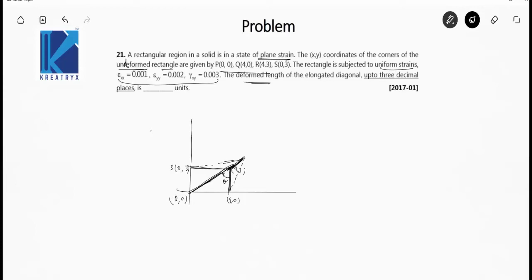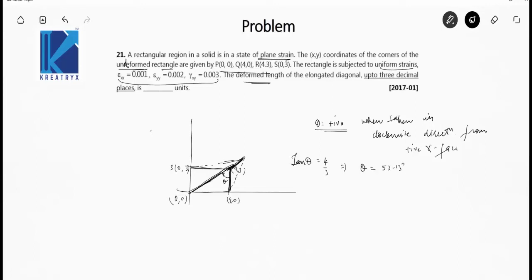So let this be theta, and theta is positive when it is taken in clockwise direction from the positive x axis. This is the sign convention, from positive x axis. So theta is positive. Now can I find out what the value of theta is? Tan theta is, this is 4 and this is 3, so 4 by 3. So that implies if you take tan inverse, theta comes out to be 53.13 degrees.